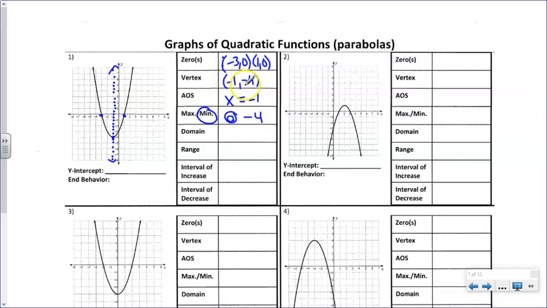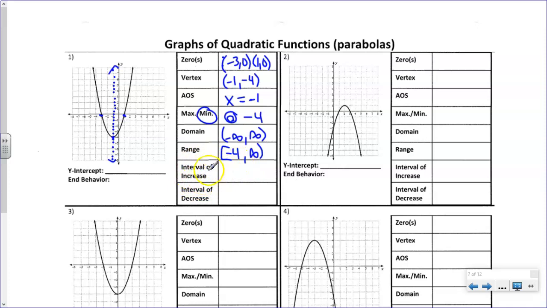Again, you could put the point or you can do like that. The domain, all real numbers, negative infinity to positive infinity. And then the range, since this is low to high, where does it start here? It's opening up, so it starts at -4. It is included, so it is a bracket, and it goes to positive infinity.